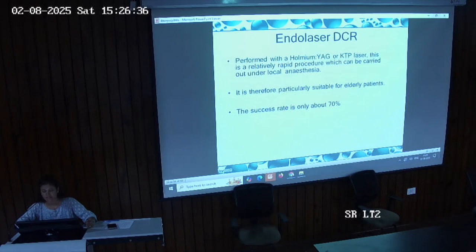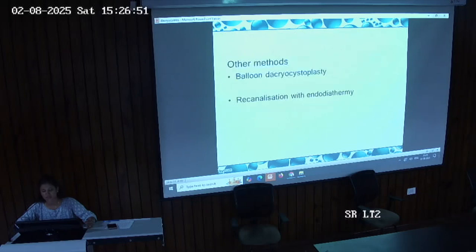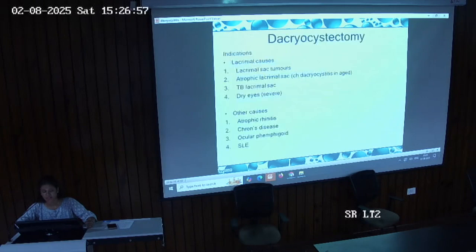And the laser DCR is performed with a Holmium YAG or KTP laser. It is a relatively rapid procedure which can be carried out under local anesthesia, therefore particularly suitable for elderly patients. However, the success rate is only about 70%. Other methods could be balloon dacryoplasty and recanalization with endodiathermy.